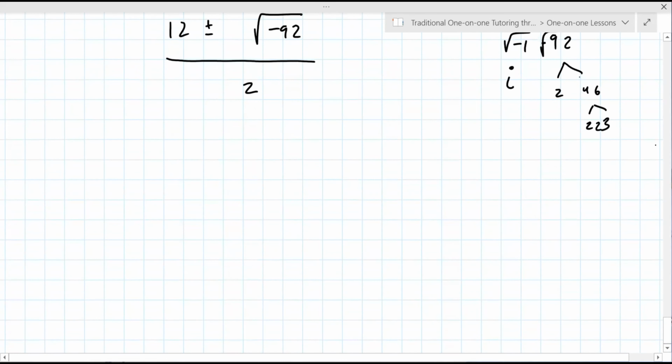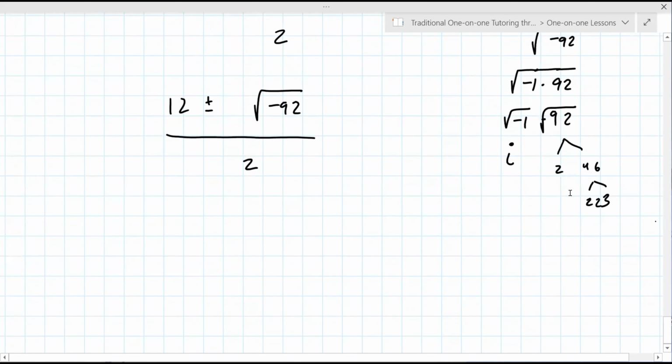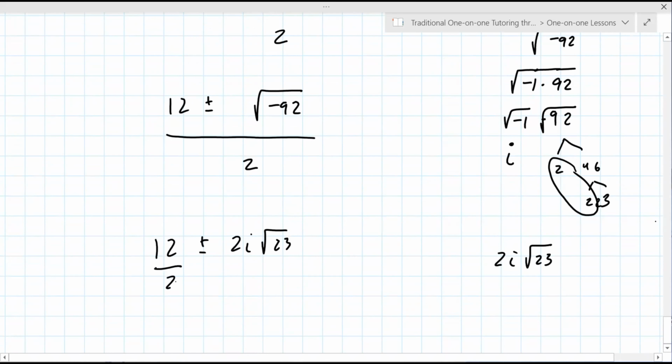So for each pair, you can bring out a 2. So the square root of negative 92 becomes 2i square root 23. So you substitute that back in here, 2i square root 23. Now divided by 2 means you separate them. So it's 6 plus or minus 2 divided by 2, which is 1, i square root 23. And we leave it as an i. We don't try to simplify it, because i is simplified, but i squared is negative 1. That's when you can do something.